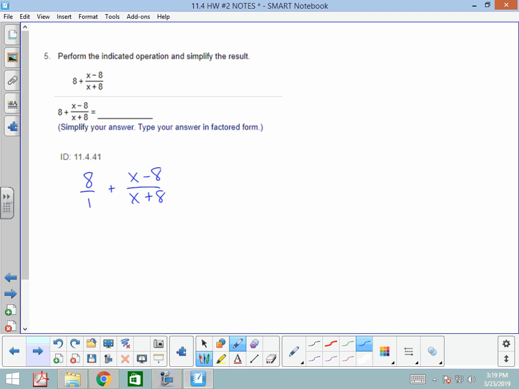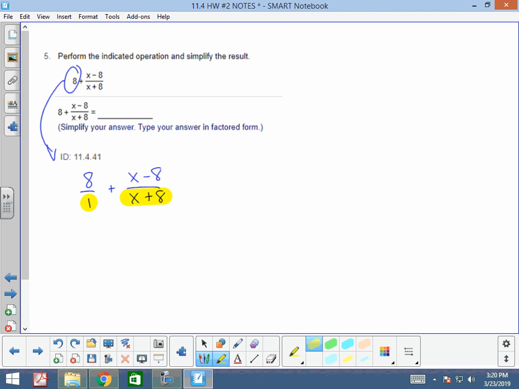All right, number 4. Now, when I'm adding fractions, if I don't have a fraction that I'm adding to another fraction, I want to make it look like a fraction. So that's why I did 8 over 1. So one of the denominators is a 1. The other denominator is x plus 8. If one of the denominators is a 1, then the LCD is the other denominator, x plus 8.